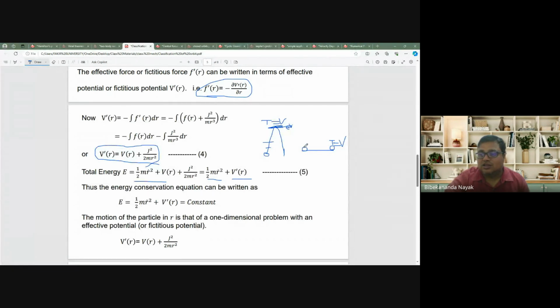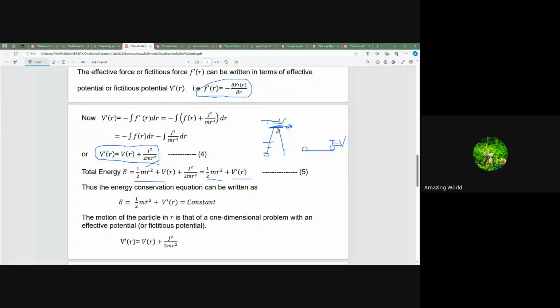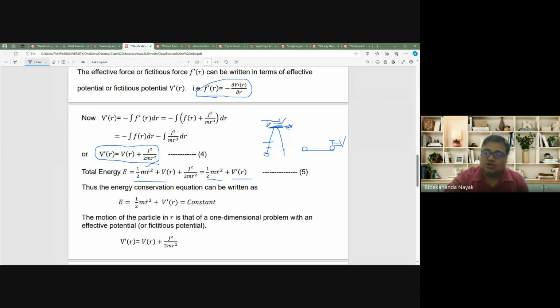So when the body is moving, it is a dynamic body, it should change the direction of motion. At a point where the body changes its direction of motion, the only characteristic is that at that point the total energy is totally potential energy.